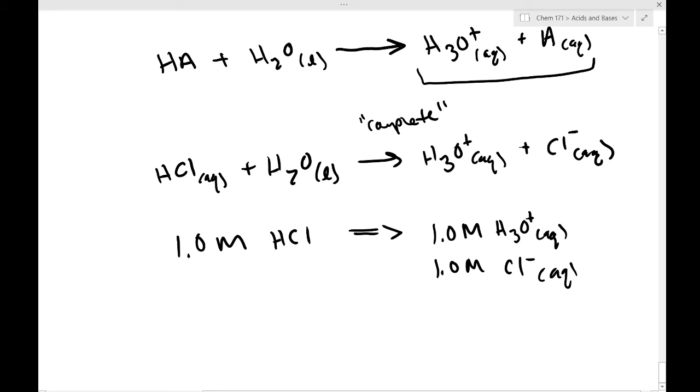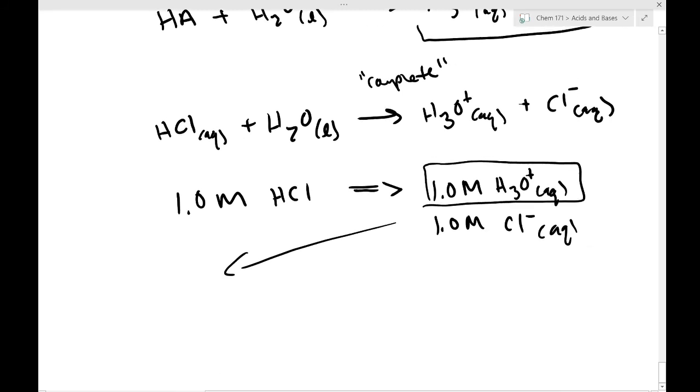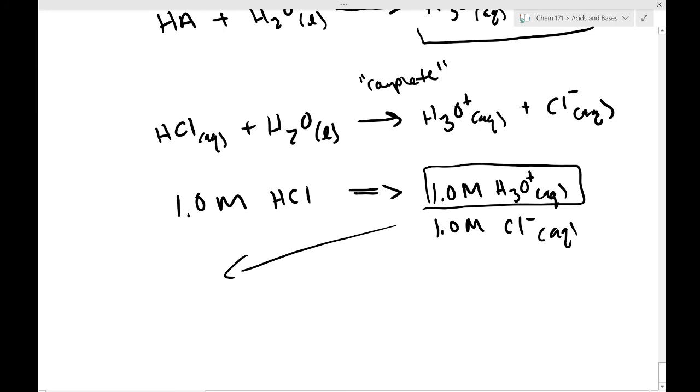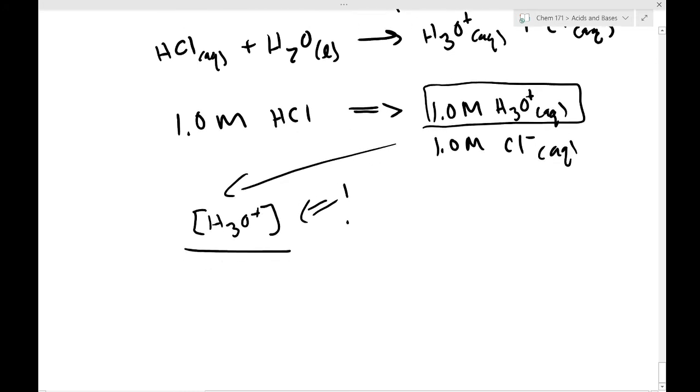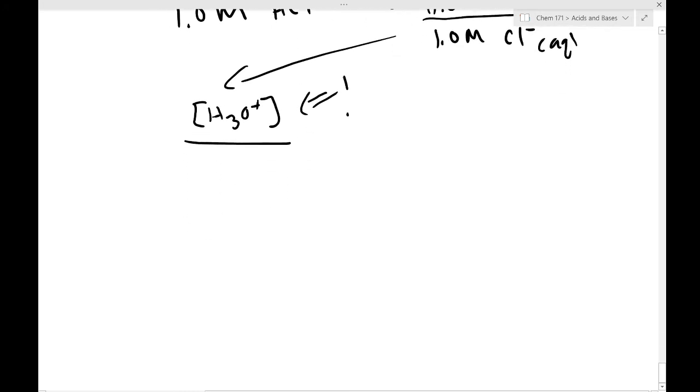The concentration of H3O plus, it turns out, is an important factor in determining the acidic character of a solution. So we often talk about the concentration of H3O plus, and we'll get back to that in a little bit. Remember that the concentration of H3O plus is important to the chemistry of acids.